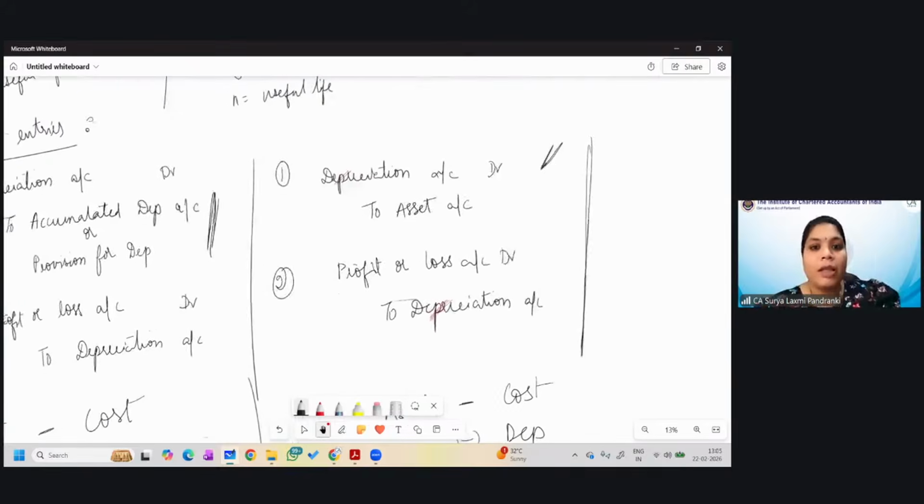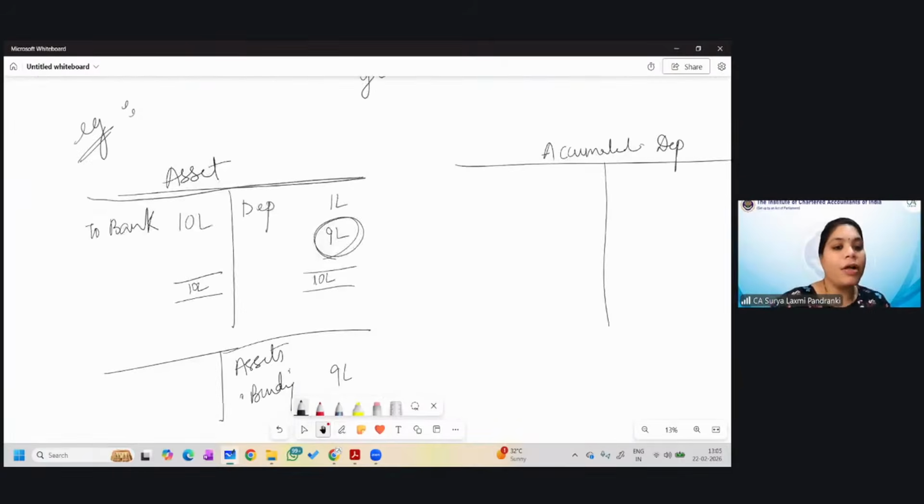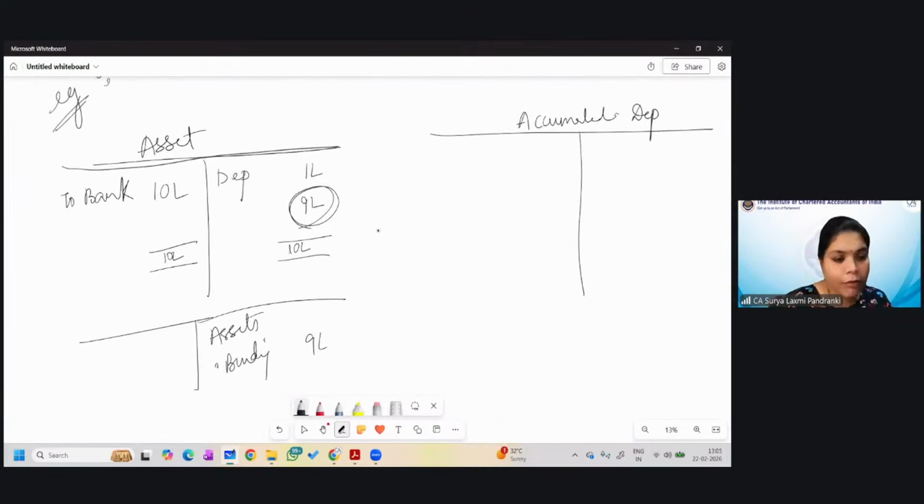Now, this method, the second method, whatever I've shown: depreciation is going to the asset account, and to the P&L account also the depreciation is going, and the balancing figure is coming from your asset account itself. This is one way of presenting. Now let's see the other way of presenting this.